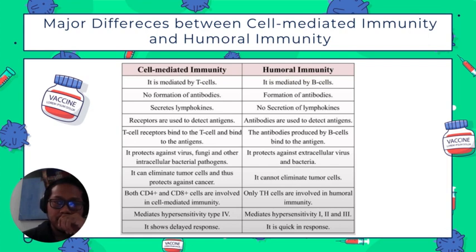So the major difference between cell-mediated immunity and humoral immunity we can see on the slides. For the cell-mediated immunity, it is mediated by T cells, no formation of antibodies, secretes lymphokines, and receptors are used to detect antigens. And the rest you can read on the slides. For humoral immunity, it is mediated by B cells, formation of antibodies, no secretion of lymphokines, and antibodies are used to detect antigens. And one of the more obvious differences is that cell-mediated immunity is a slow, delayed response, while humoral immunity is a more quick response.